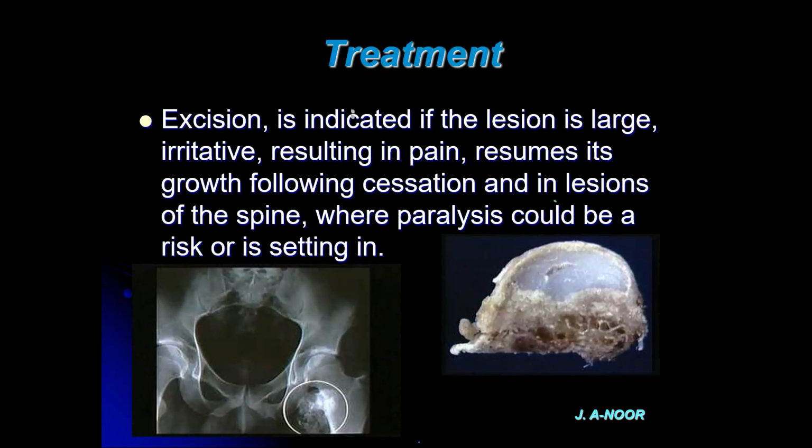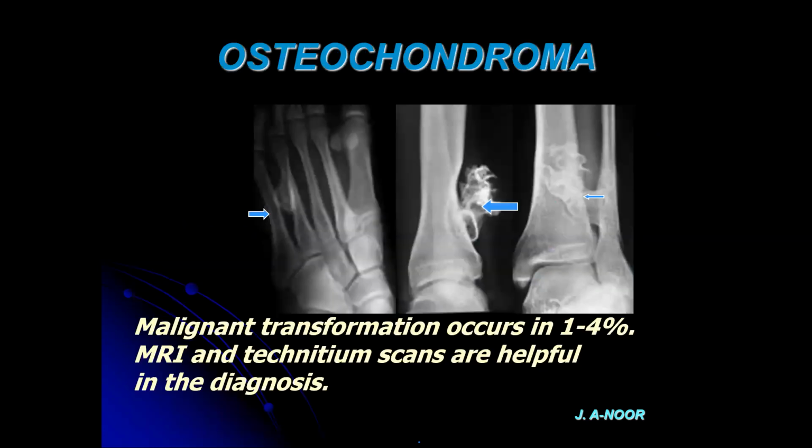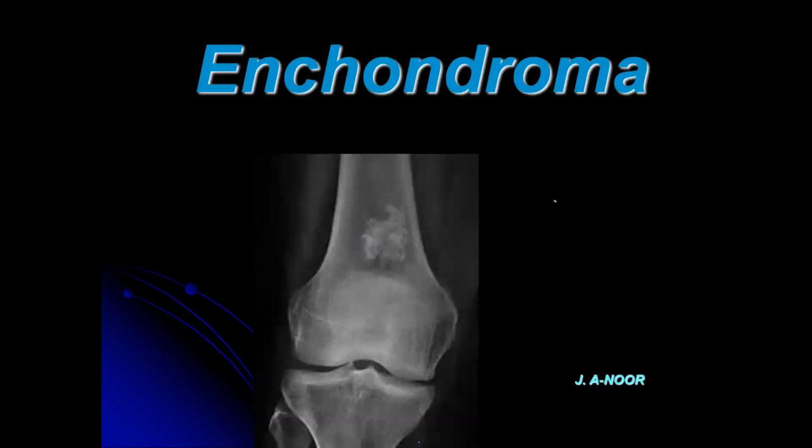Excision is indicated if the lesion is large, irritative, resulting in pain, resumes its growth following cessation, and in lesions of the spine, where paralysis could be a risk or is setting in. This is an osteochondroma, and one shows that malignant transformation occurs in 1 to 4%. MRI and technetium scans are helpful in diagnosis. Why? Because a hot scan means that the lesion is growing again, and an MRI will tell you of a soft tissue component.